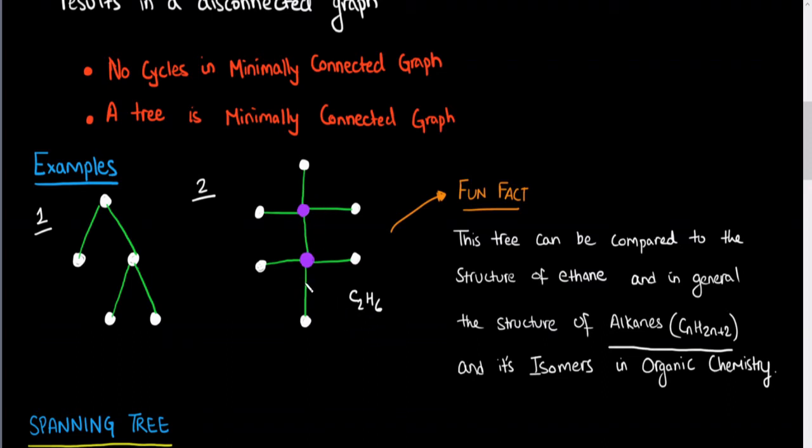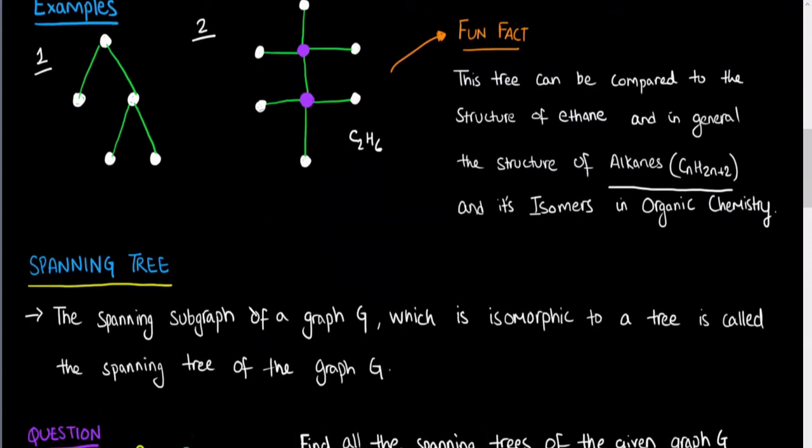So this is a very important application of trees, where you can use this particular kind of structure in organic chemistry to draw your alkanes. Okay, so that's one application. The next subtopic is a spanning tree. A spanning subgraph of a graph G, which is isomorphic to a tree, is called a spanning tree of the graph G. So basically what we're doing is, given our graph G, we're finding a spanning subgraph and making that isomorphic to some tree, which it will be. So that is basically what is known as a spanning tree.